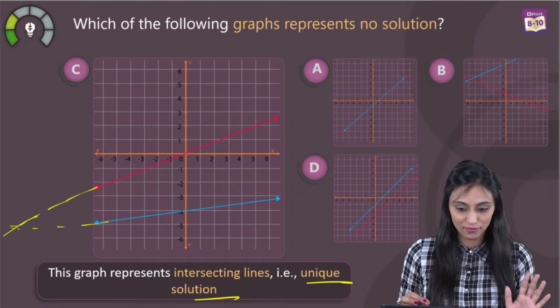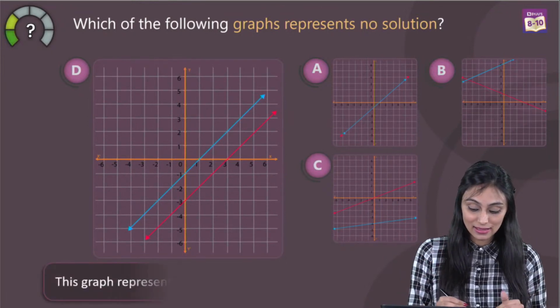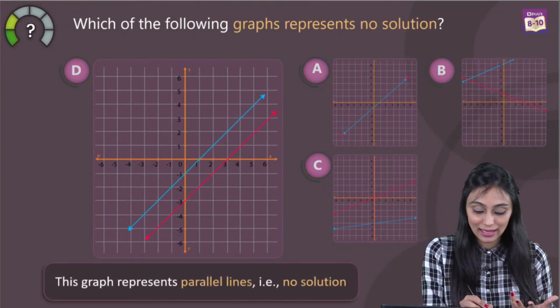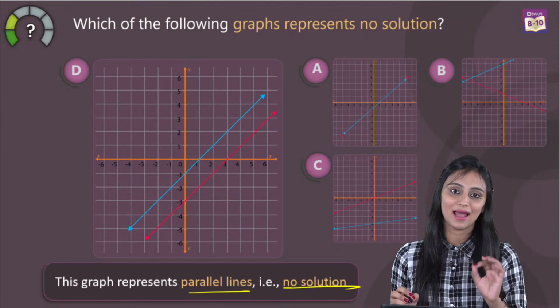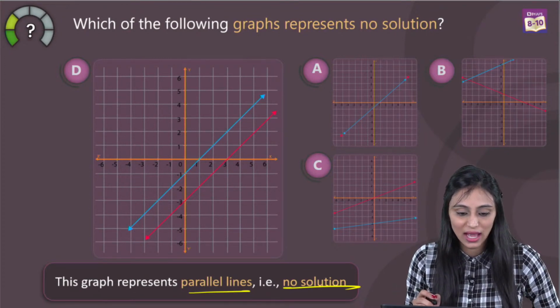So this also doesn't have no solution. Coming to option D, these lines are parallel, and since the graph is representing parallel lines, in that case we say that it has no solution. So according to this, let me see what answers we have here.